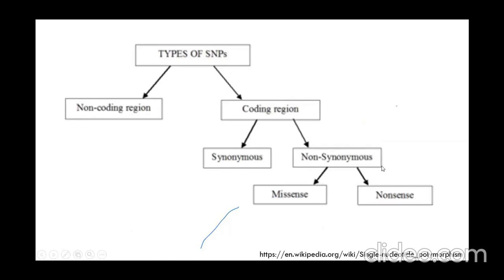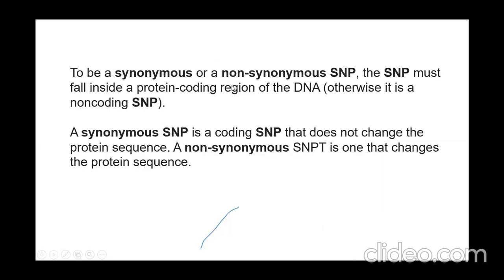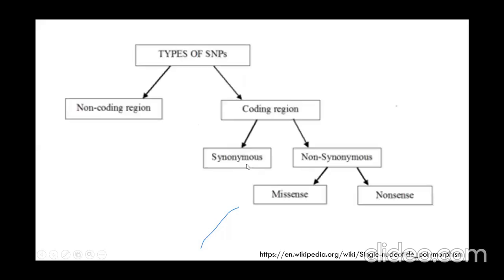Types of SNPs: synonymous and non-synonymous. SNPs are different from expressed sequence tags. They may be in non-coding and coding regions, but ESTs are only coding regions. In the coding region, again, synonymous and non-synonymous. Non-synonymous may be missense and nonsense. Look into that. To be synonymous or non-synonymous, a SNP must be in the coding region of the DNA. A synonymous SNP in the coding region does not change the protein sequence, but a non-synonymous one causes a missense or nonsense mutation that changes the protein at the destination. Synonymous doesn't change the protein.